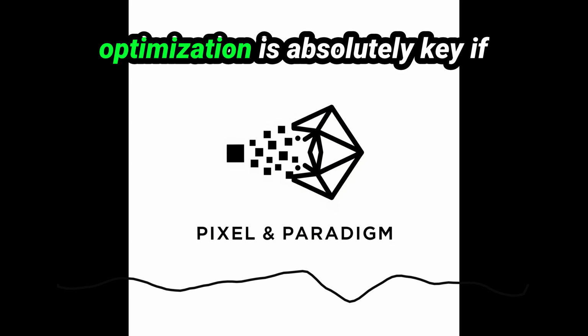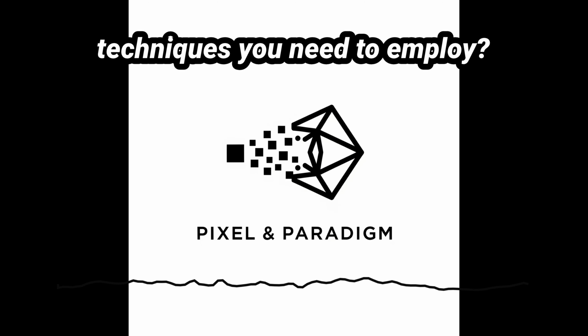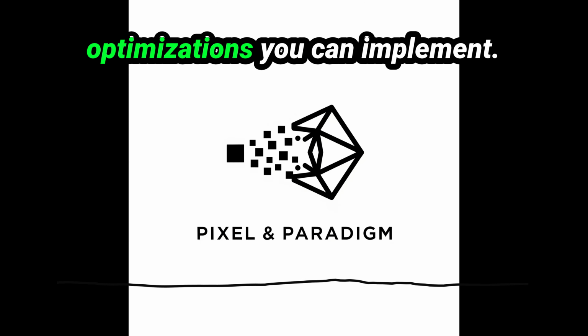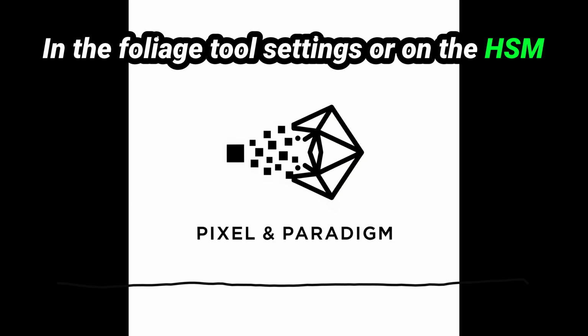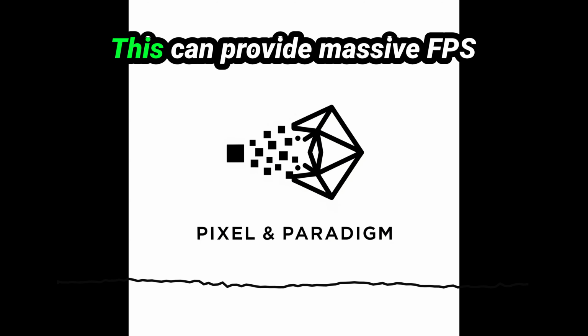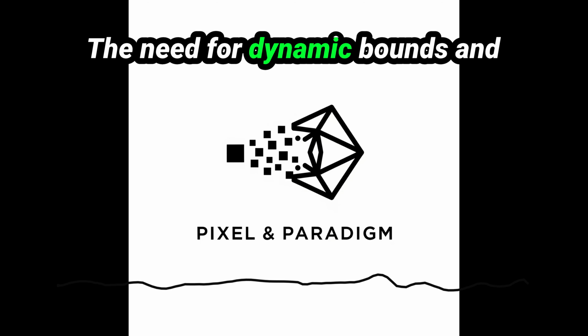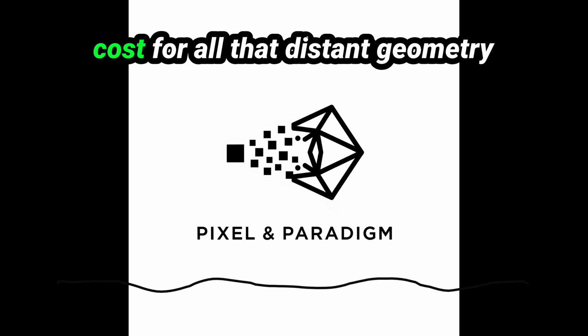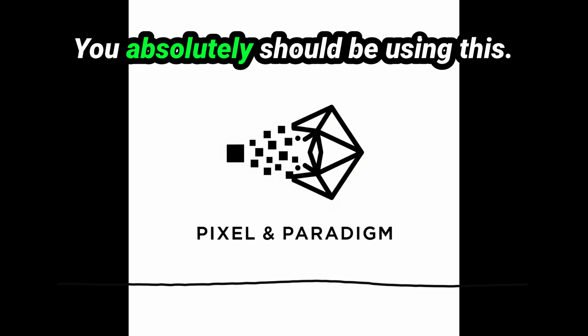Given those significant challenges, optimization is absolutely key if you intend to use WPO on your nanite foliage effectively. So what are some crucial techniques you need to employ? You mentioned a distance setting earlier. That sounded important. Yes. The WPO disable distance is probably one of the single most effective optimizations you can implement. You configure your foliage instances in the foliage tool settings or on the HISM component to fade out or completely disable the WPO calculation beyond a certain distance from the camera. This can provide massive FPS gains because it completely eliminates the WPO calculation cost, the need for dynamic bounds, and crucially, the VSM invalidation cost for all that distant geometry where subtle wind motion is likely less noticeable or important anyway. You absolutely should be using this.